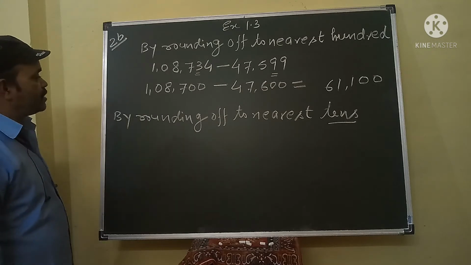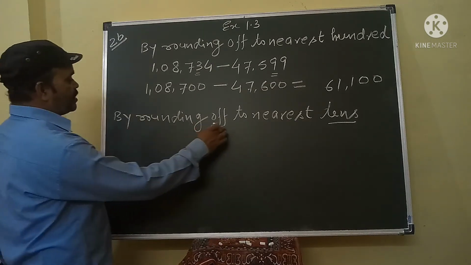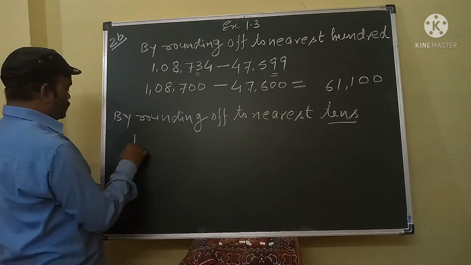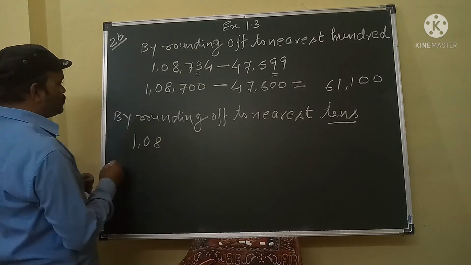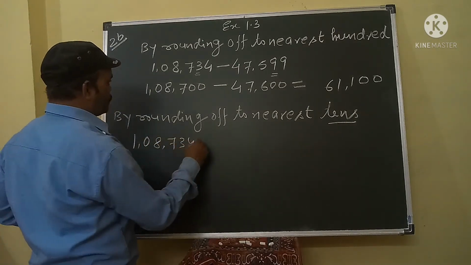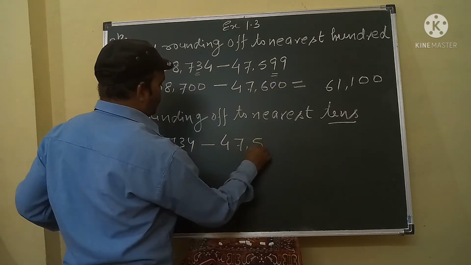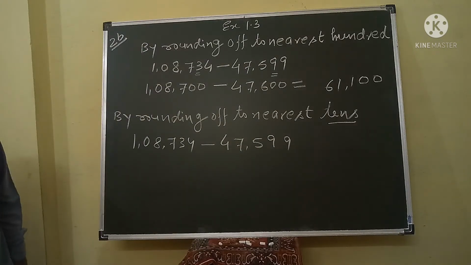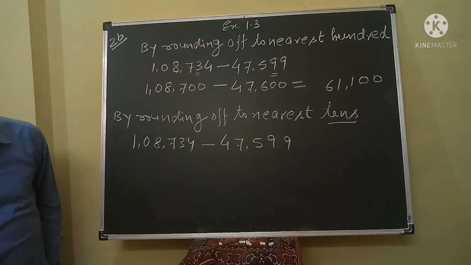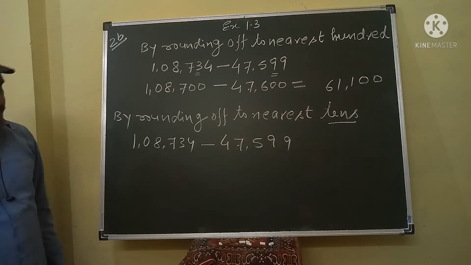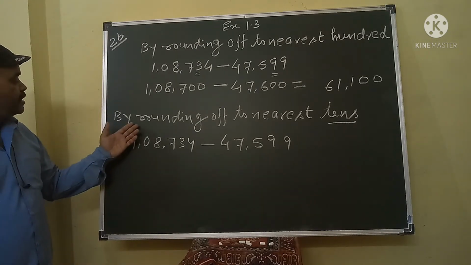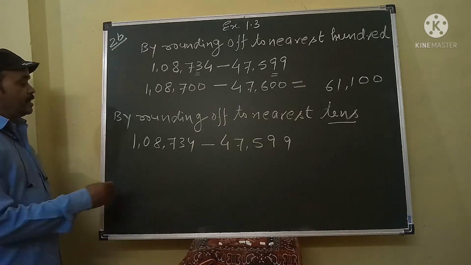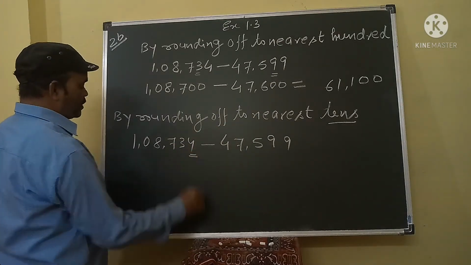Then we will find the second part by rounding off to the nearest 10. The question is the same: 1,08,734 minus 47,599. So what will you do? We will round off to the nearest 10. For the nearest 10 we find the ones place value.